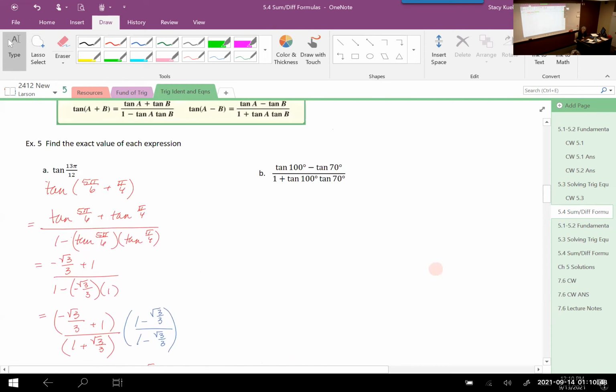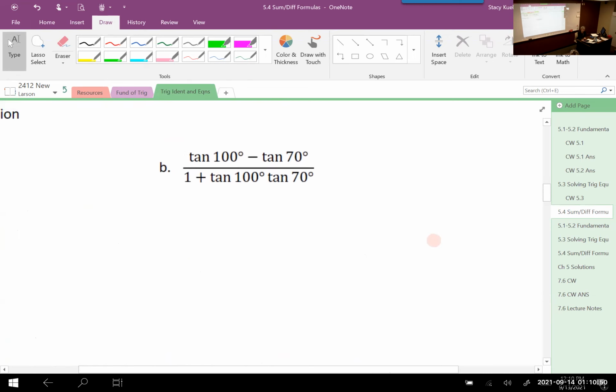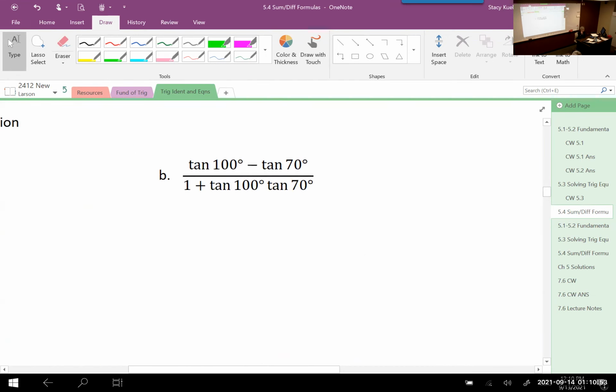Lovely. All right, let's do one that's a little bit more straightforward. How about that one right there? You write that problem down and see if you can simplify it.